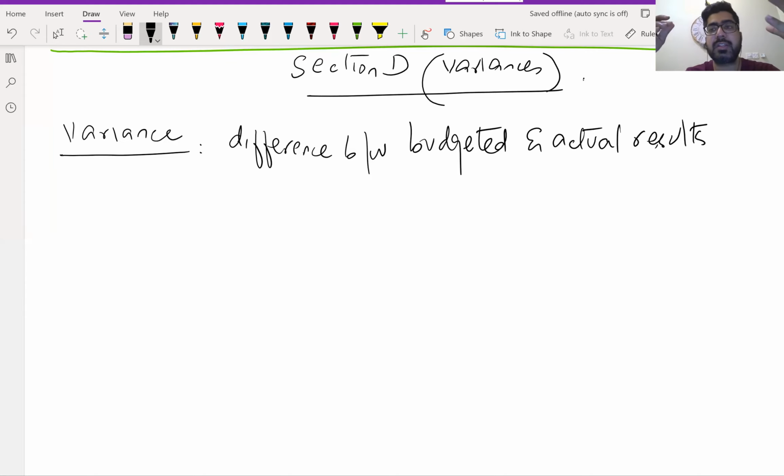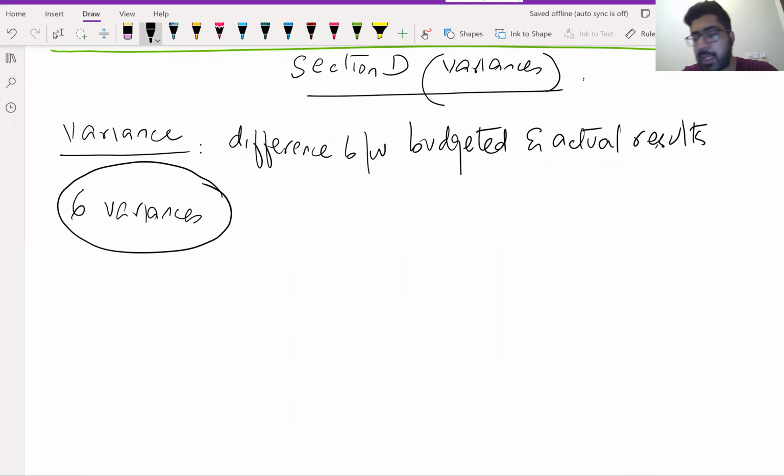For example, we budgeted that we will make 1,000 units and we made 1,200 units. That's called variance. We planned to sell $500 worth of goods, we sold $600 worth of goods. This 100 difference is variance. Obviously there are many variances which people study in their earlier papers, but in your F5 PM syllabus there are 6 variances that need to be followed.